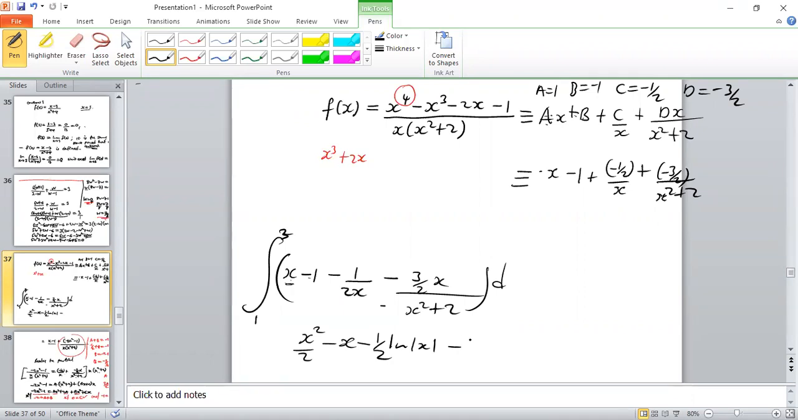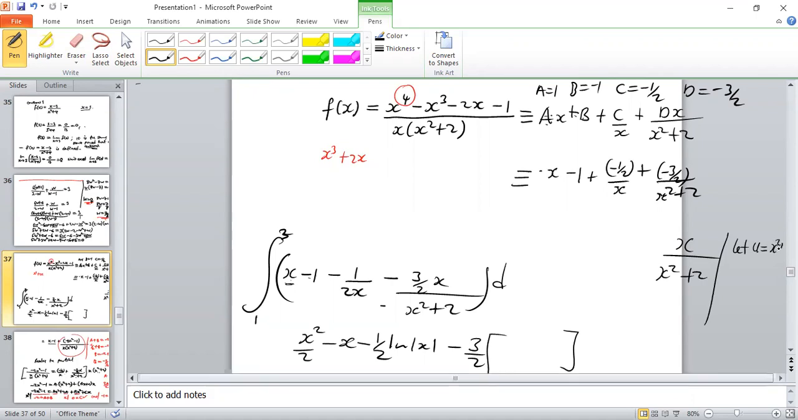So you already have 3 over 2 as a constant. Then use the substitution method in integrating this x over x squared plus 2. So integrating this, we are going to say let u be equal to x squared plus 2. Then we have du dx equals 2x. Then make dx the subject, so we cross multiply. So it will be du over 2x equals dx.